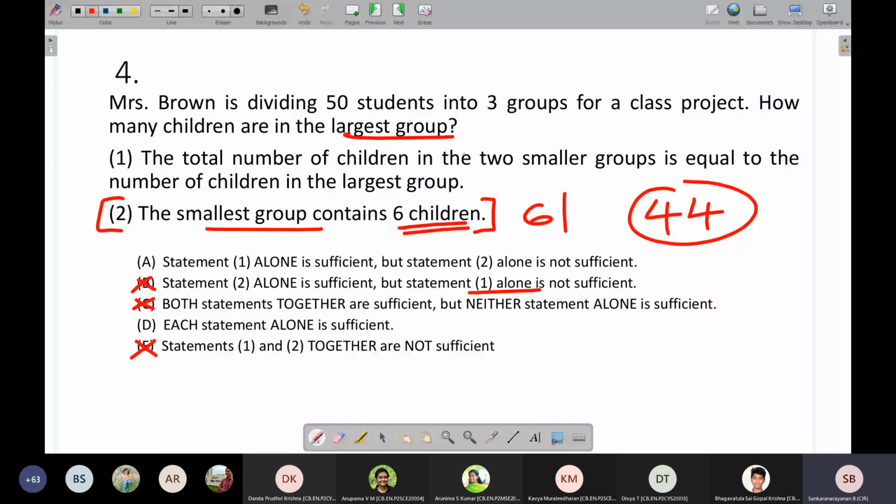So can you tell me what is the answer for our question now? Could you please tell me? Yes, kindly unmute and tell me what will be the answer. Option A. Yes, 1 alone is sufficient, but 2 alone is not sufficient. Option A is what you should mark as your answer. So is this explanation clear to you all? Let me know. Are you clear with that explanation I have shared with you? Please let me know. All right. Yes, sir. Okay.